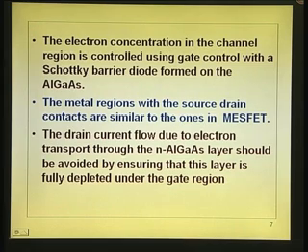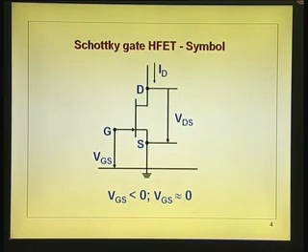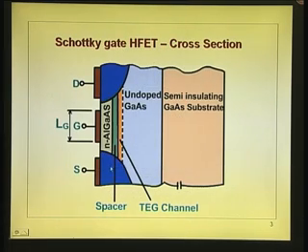The drain current flow due to electron transport through the N aluminum gallium arsenide should be avoided. Right at the beginning, let me just quickly go to that. See, the current flow from the source to the drain should take place only through the electrons in the notch, because they are the high mobility electrons. These electrons, there are electrons plenty here, but the mobility of these electrons is low because doping is high.